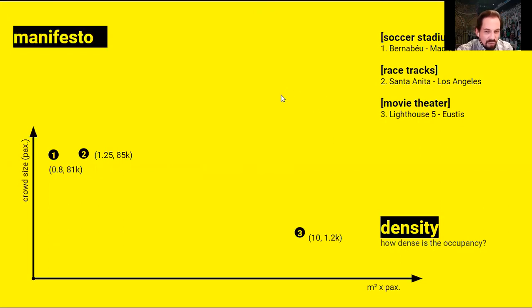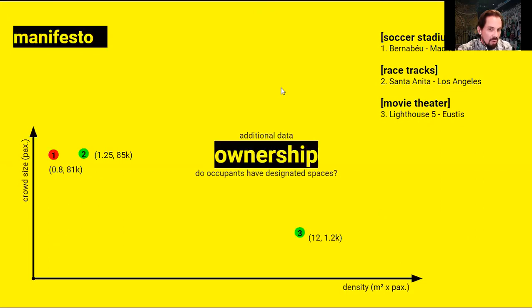This map could also have complementary data layers, which could prove useful for purposes of pattern recognition. One could be ownership. Do the occupants have designated spaces? This is helpful to make a distinction between, say, a hotel and a cafeteria, or even between an office space with fixed seating and one with hot desks. For the sake of representation, I've marked that the soccer stadium has no fixed seating, unlike the drive-in theater, where you have a parking space for yourself.